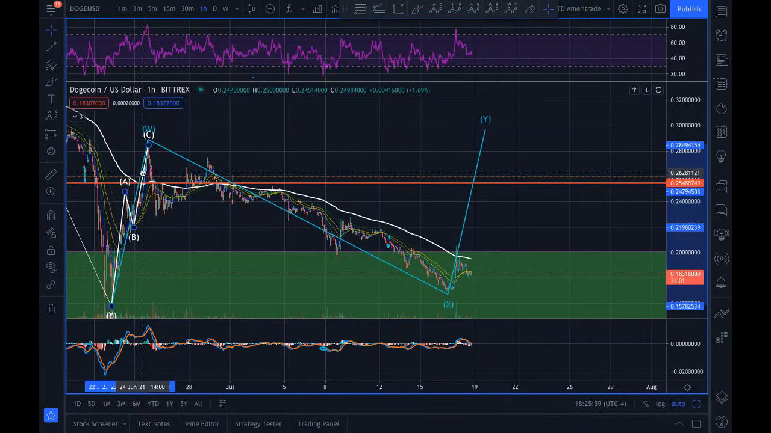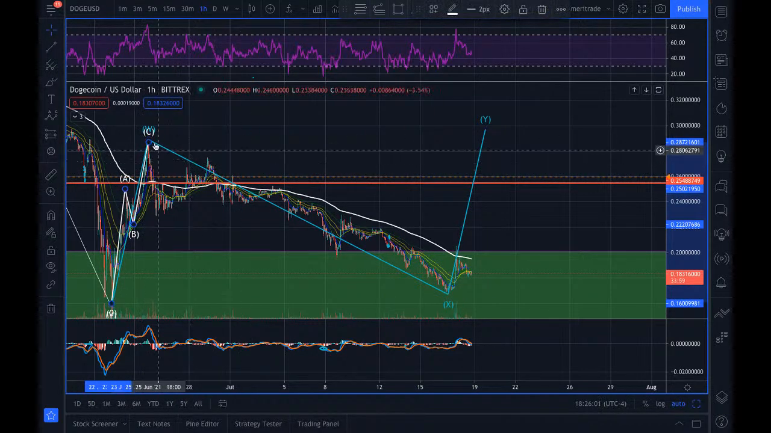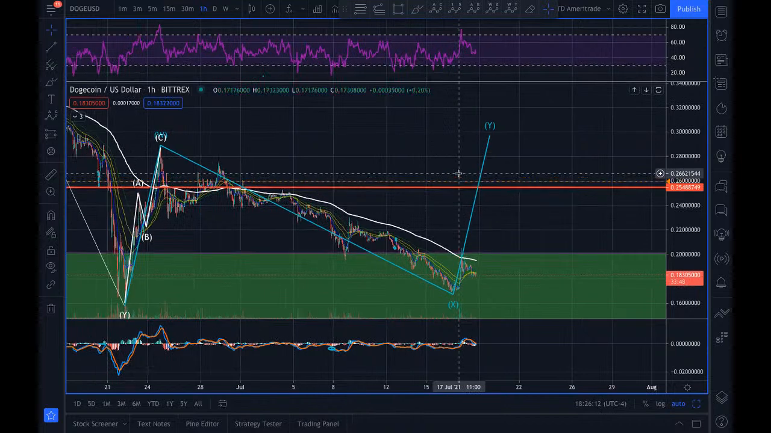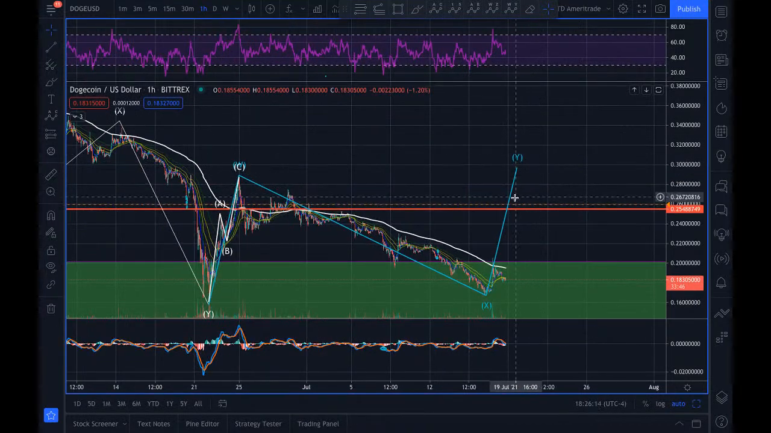I'll move this back over here. But it would be about the same exact length, this next wave, or 1.618. So it could go up a little higher, 0.618 higher. But this is kind of what I'm expecting.